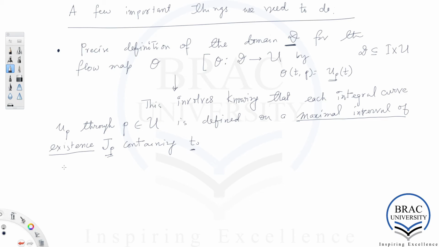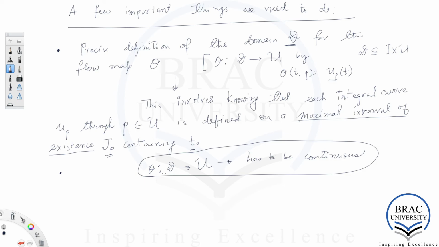Okay, so the second point being, we also want the flow map theta from D to big U to be continuous. This has to be continuous. We want this. This will require proving.